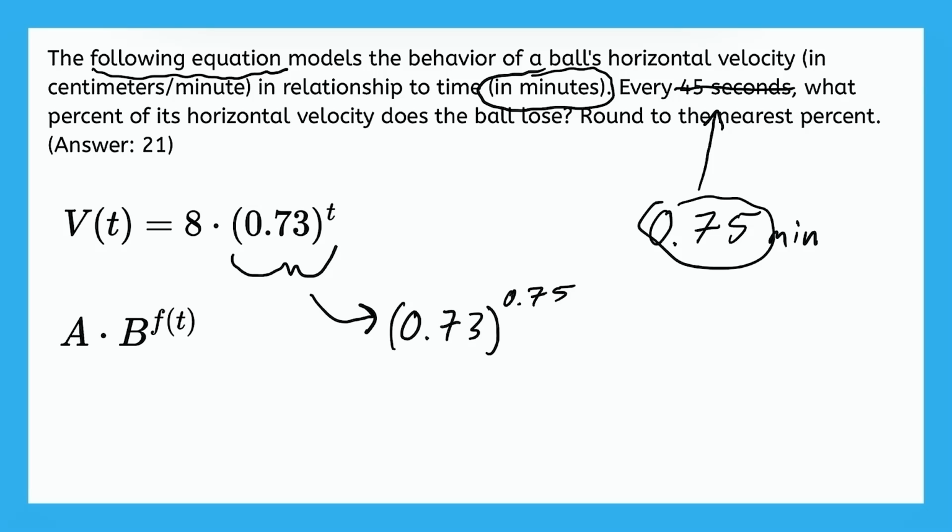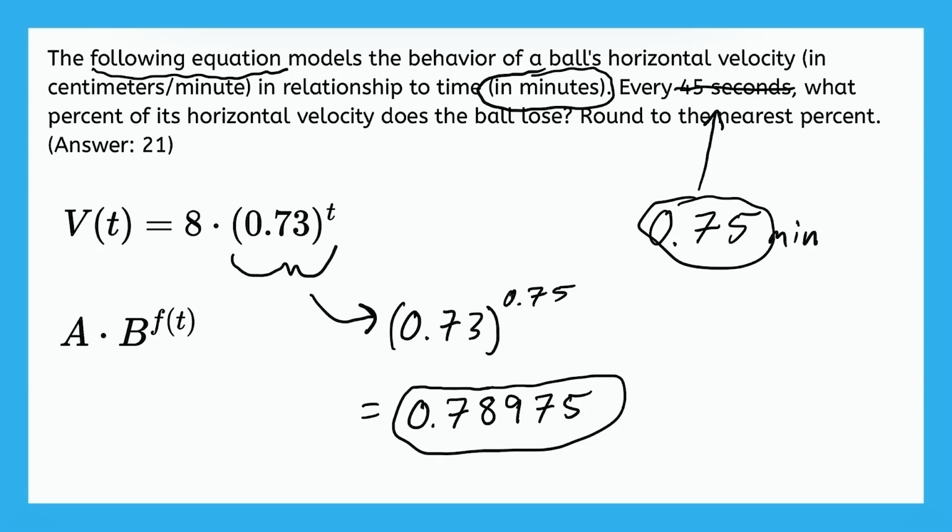All right, there it is. Our 0.75 is now in the exponent in place of t. And so what do you get when you simplify 0.73 to the power of 0.75? All right, here's approximately what we get, and this decimal keeps going. And just like we discussed in the video Interpret Change in Exponential Models, this can be converted to a percent, and this is going to be a percent decrease, right? The velocity of the ball is going down. How do we know it's a decrease? It's because this number is less than 1.